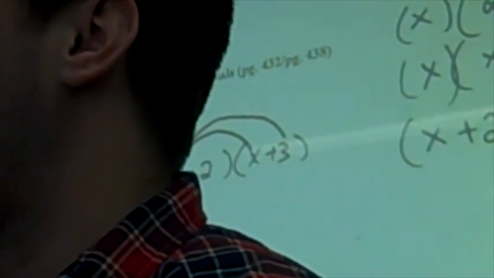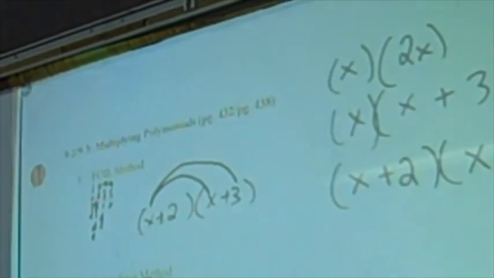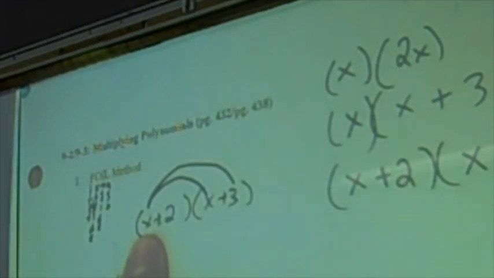And with that, you can kind of see how it connects to distributing. Because what you're doing with first and outside, so this first line is the first, and the second line is the outside terms. You're taking this variable, and you're distributing it to both of those. So you got your first and your outside line. And then your inside and your last.